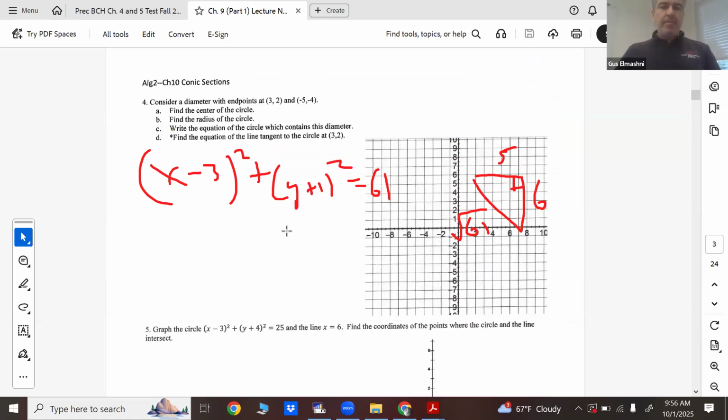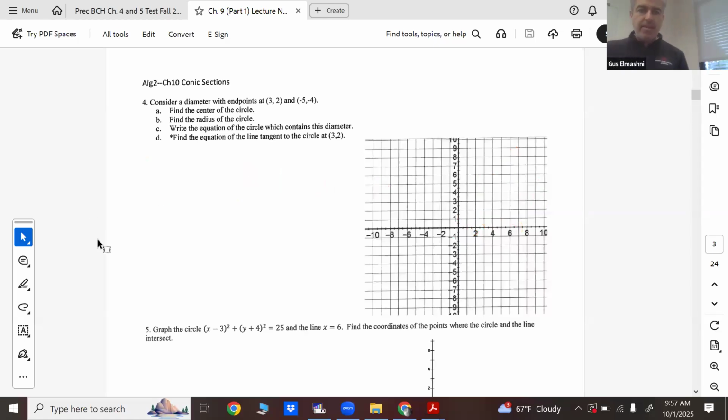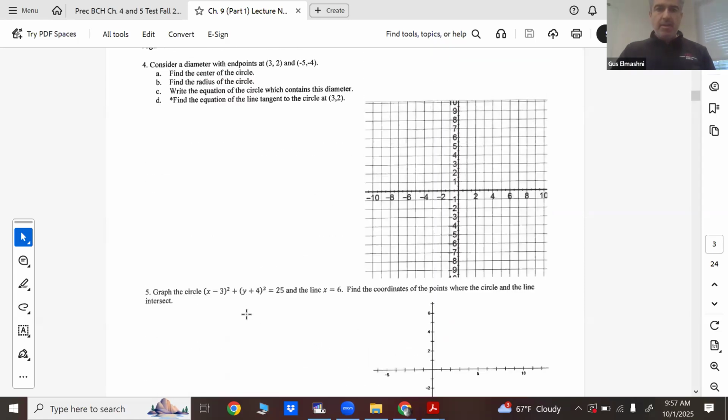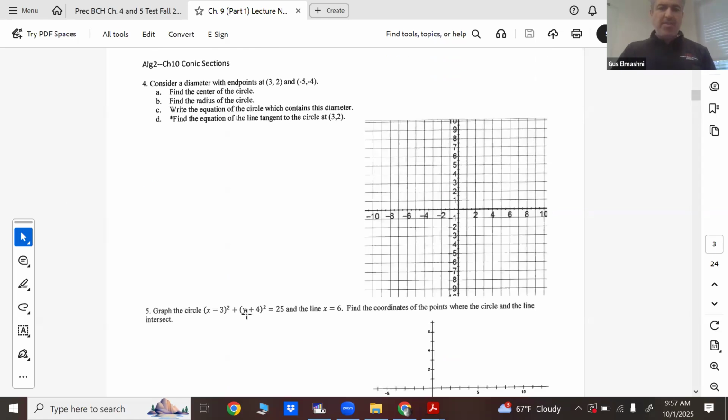Next up, you're asked to graph the circle with those endpoints, find the radius, find the center, write the equation, and then find the equation of the line tangent to this. You guys can handle this. So let me have you do 4 A, B, C, D on your own.